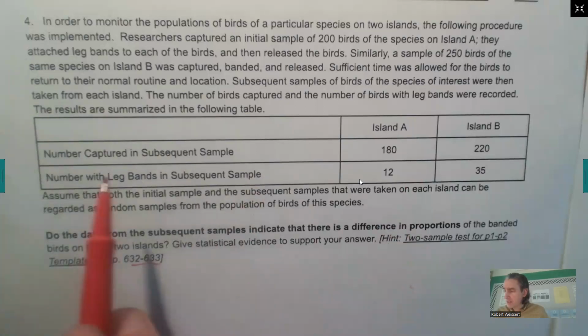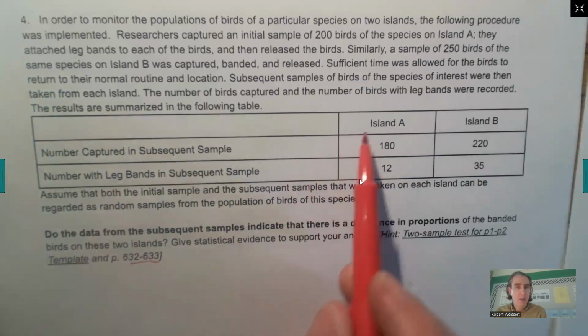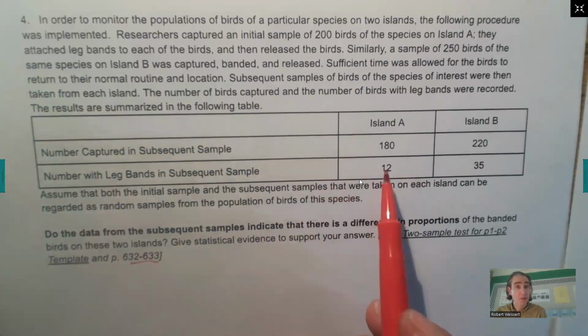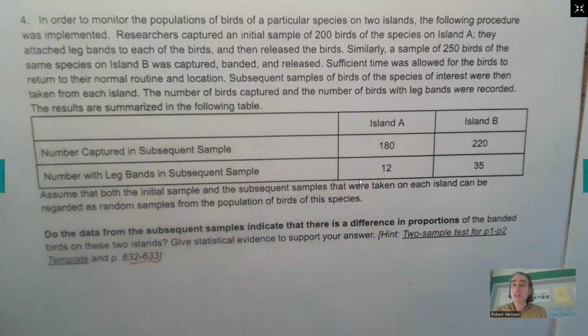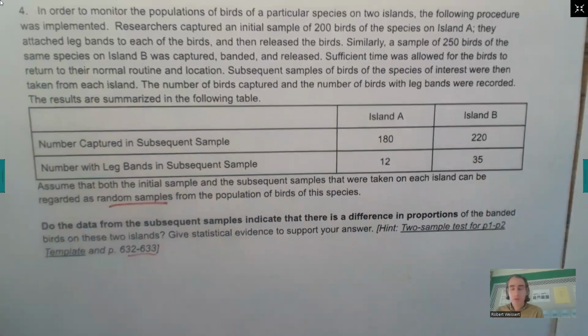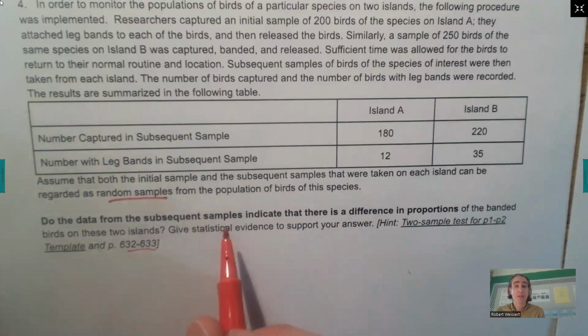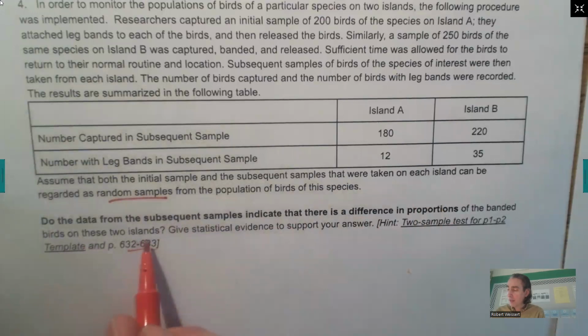And what they're providing us are, on Island A, the number of captured birds, 180, and the number of leg bands in the subsequent sample. Island B, the same thing. Assume that both the initial sample and the subsequent samples that were taken on each island can be regarded as random samples from the population of birds of the species. The question: did the data from the subsequent samples indicate that there is a difference in proportions of the banded birds on these 2 islands? Give statistical evidence to support your answer.